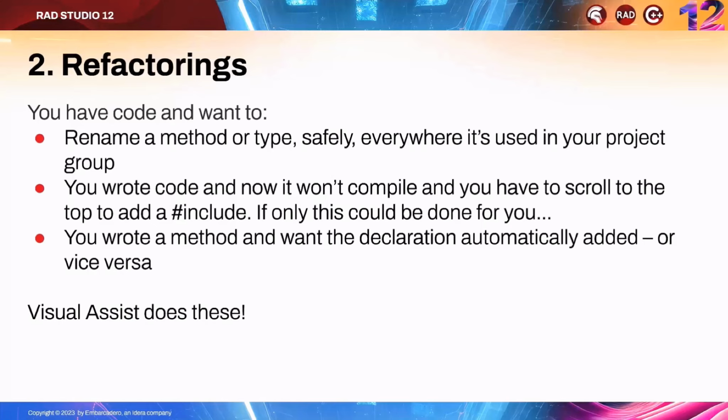And the key things we've added in version 12 help you rename a method or type anywhere it's used in your project group. This is what we previewed in the August webinar. But there are other things you might want to do, such as automatically add the right include for the code you've written. Or, taking some inspiration from a Delphi feature, you might want to write a method and have the declaration automatically added, or vice versa, write a method declaration and get the implementation automatically added. And that's what we have, so let's have a look at these live.